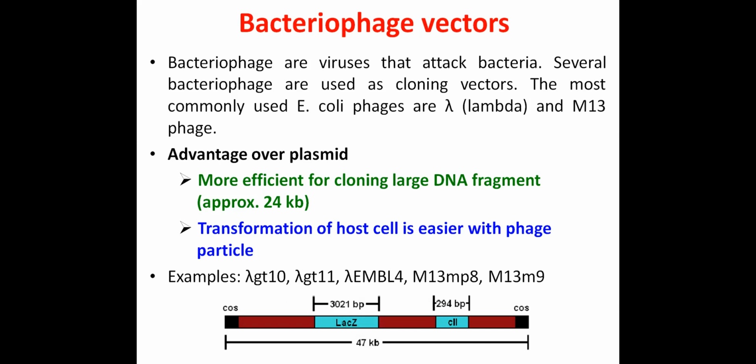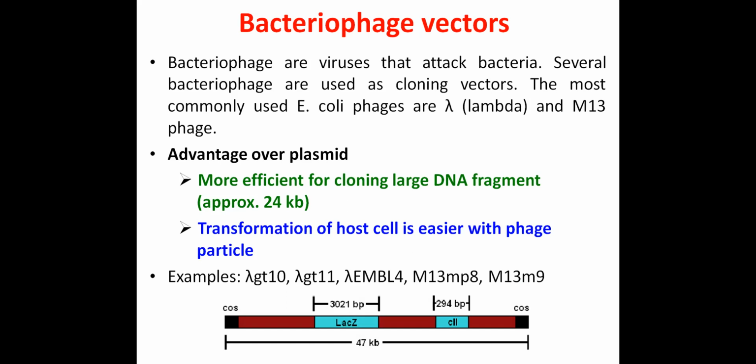The most common bacteriophage vectors are E. coli phage lambda and M13. If a plasmid vector already exists, then why is there a requirement of the virus vector? Because it has some advantages over the plasmid. The very first advantage: it is more efficient for cloning larger DNA fragments. It can clone up to 24 kb of DNA fragment.